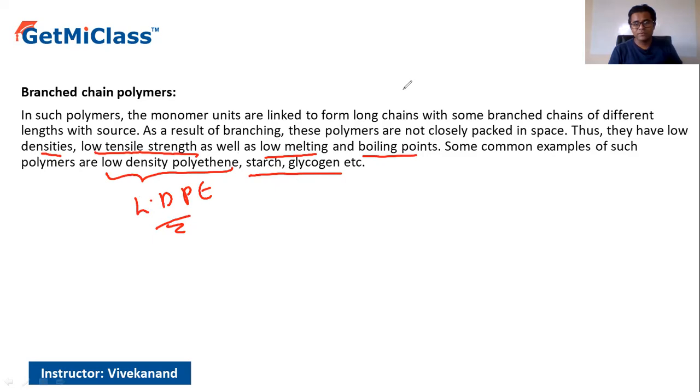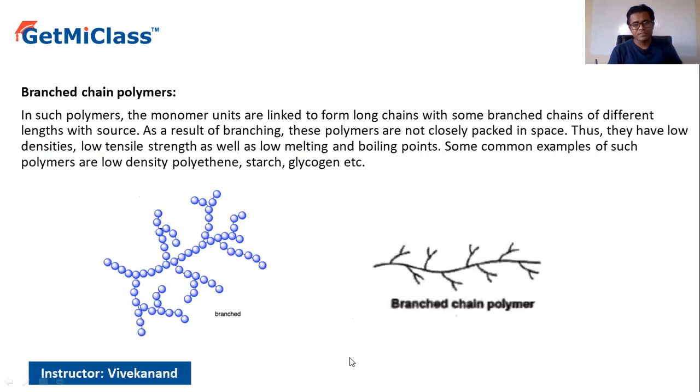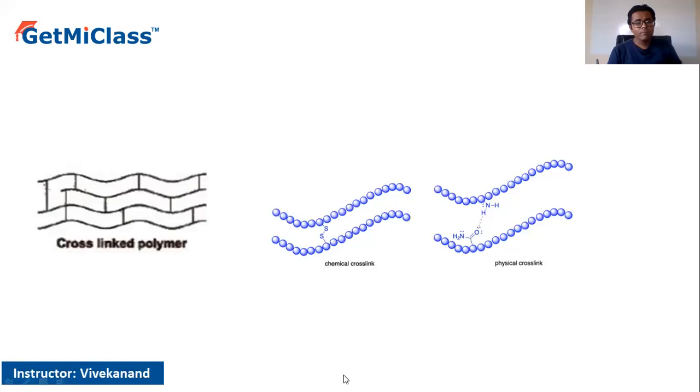So let's observe the representation for this. These are the branched chain polymers. This is how it looks, right? Now, cross-linked polymers. Here, the monomers which form these polymers, let me represent over here, are chain-like structures again.